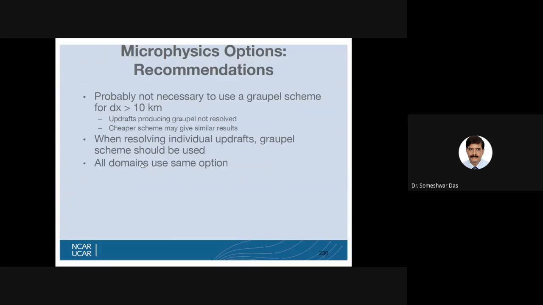Microphysics options recommendations, which ones should be used? Probably not necessary to use a graupel scheme if your grid size is more than 10 kilometers, because at that coarse grid resolution, you will not be able to resolve graupel accurately in the model. Not resolving drafts, cheaper schemes may give similar results. When resolving individual drafts, graupel schemes should be used.